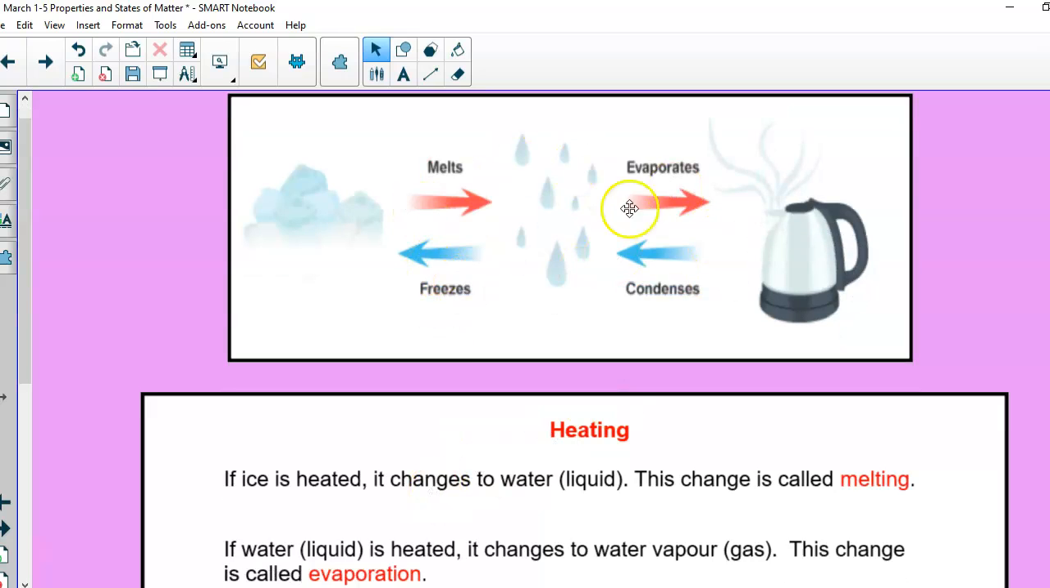So let's look at this little diagram here. If we are to add heat, and we start with ice, if it is heated, it changes to water, or the liquid form. This change is called melting. If water then, so we're in the middle state here, liquid, is heated, it changes to a water vapor or a gas. This change is called evaporation.